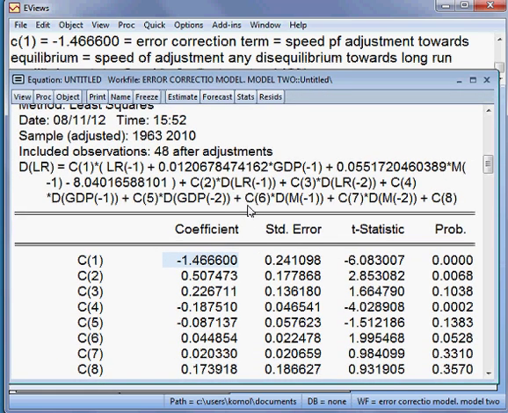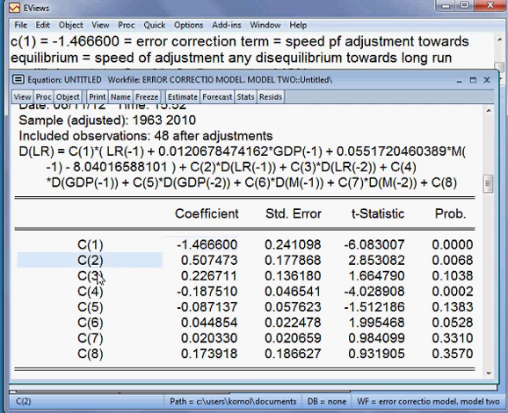And the second part is what about the other variables? Here you can see other variables such as C2, C3, C4, C5, C6, C7 and C8. They are all short run coefficients, not long run.